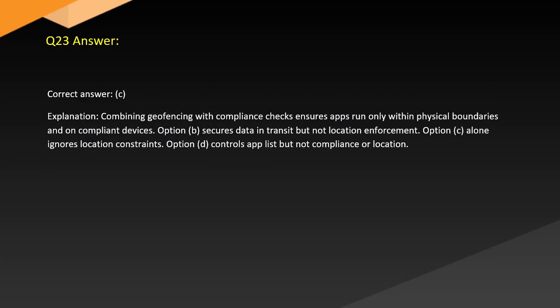Answer. Correct answer: C. Explanation: Combining geofencing with compliance checks ensures apps run only within physical boundaries and on compliant devices. Option B secures data in transit but not location enforcement. Option C alone ignores location constraints. Option D controls the app list but not compliance or location.